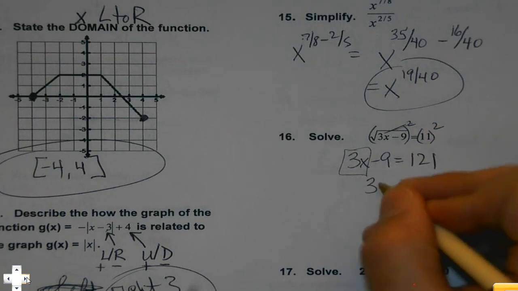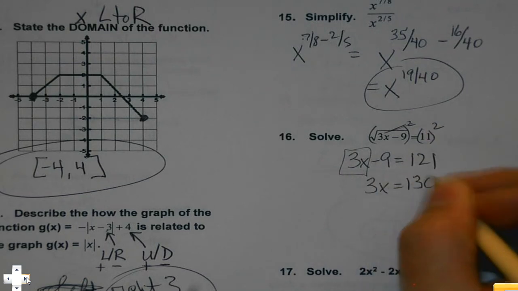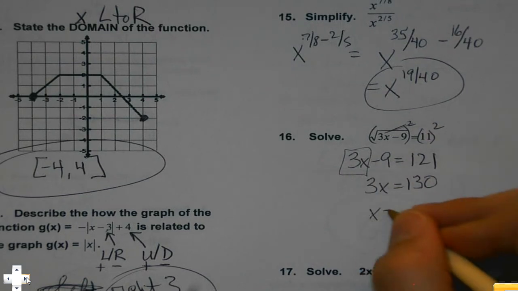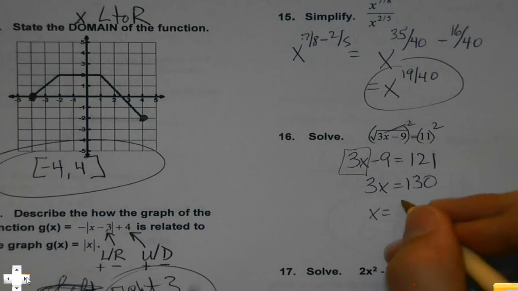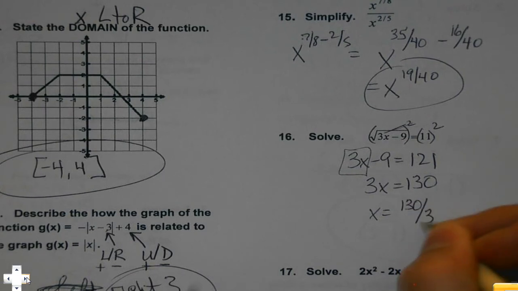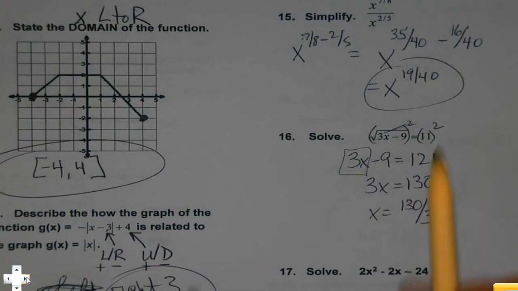Add my 9 over. Now this is normally where somebody is thinking, hey, I thought there'd be 2 answers for this. Because I see the squared, to which I say, okay, but my original problem doesn't have a squared term. My original problem is a radical. There's going to be one answer. If I have a squared to start, that's when I'm going to have multiple answers.